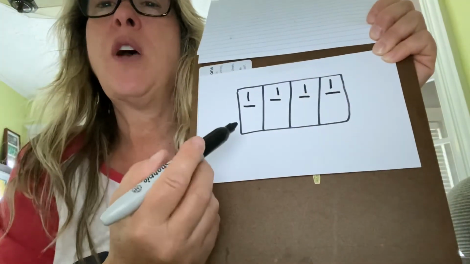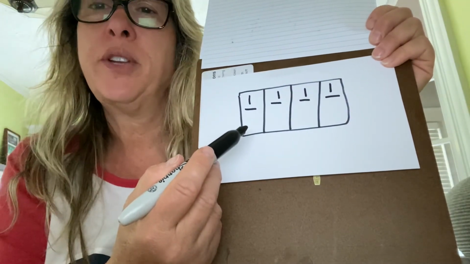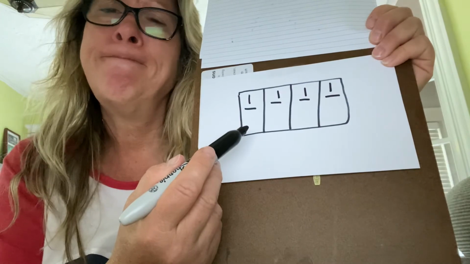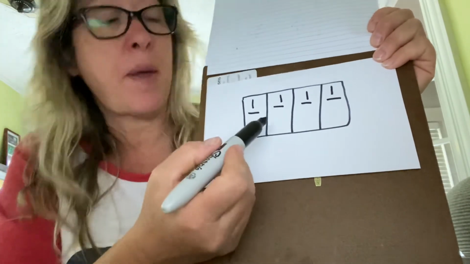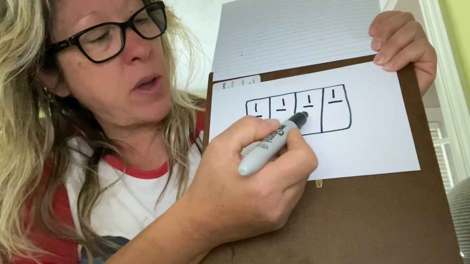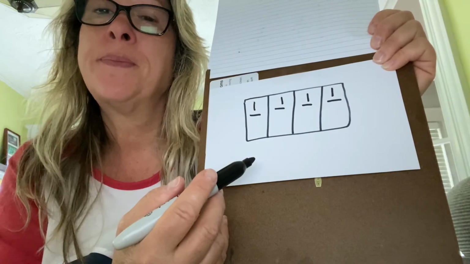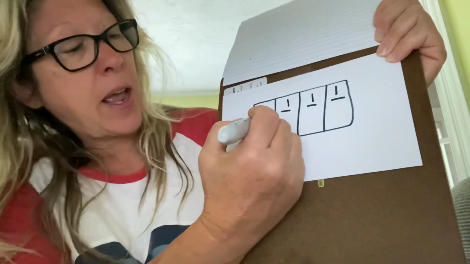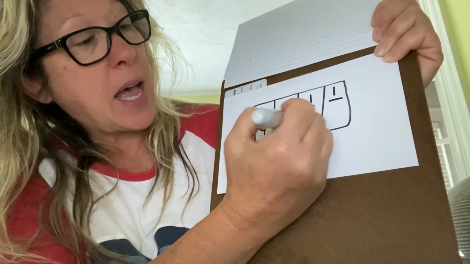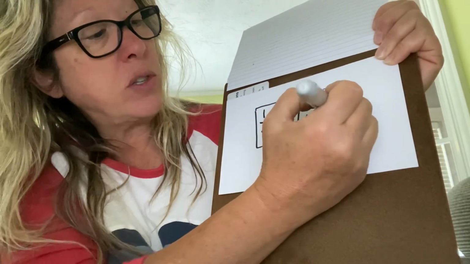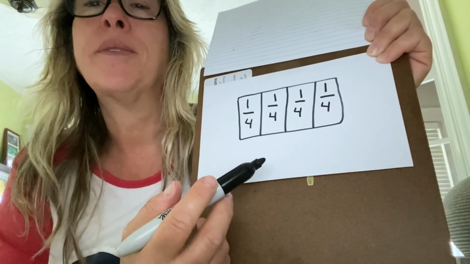What number is going to go on the bottom? The denominator. Is it going to be a 2? No, because how many equal parts do I have now? Let's count them. 1, 2, 3, 4. Now there are 4 parts. That means the denominator has to be a 4. Because remember, the denominator tells how many parts altogether. There are 4 parts altogether.